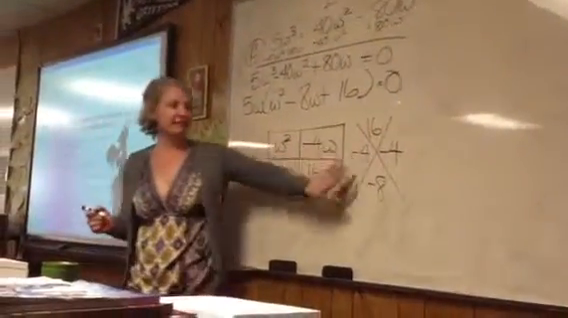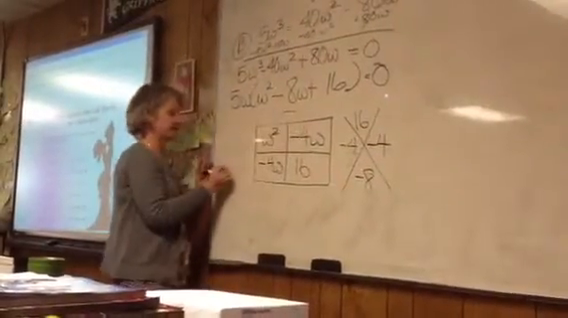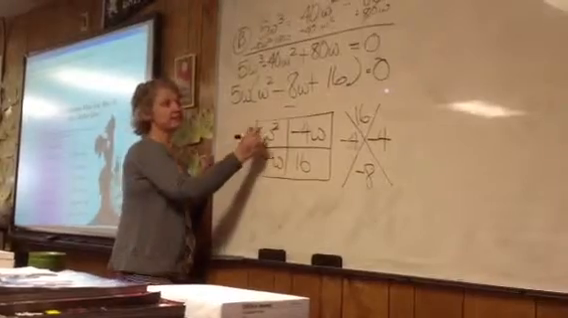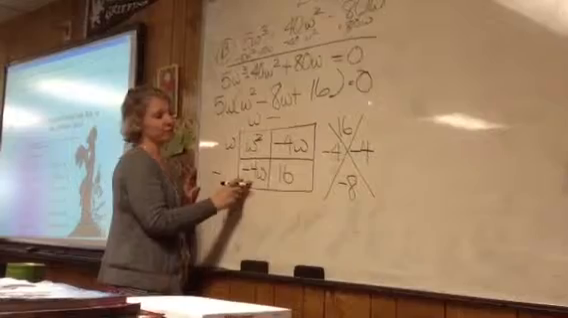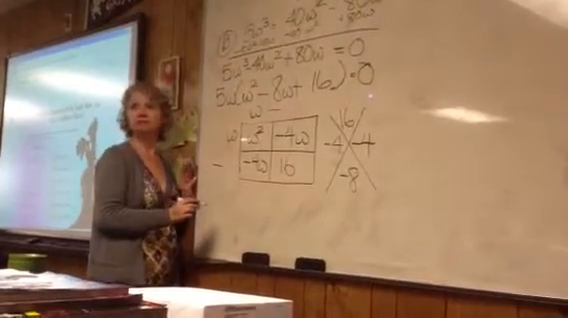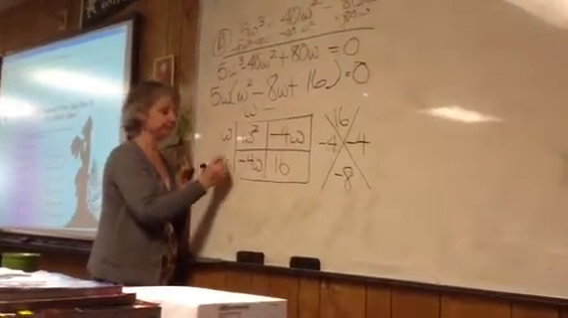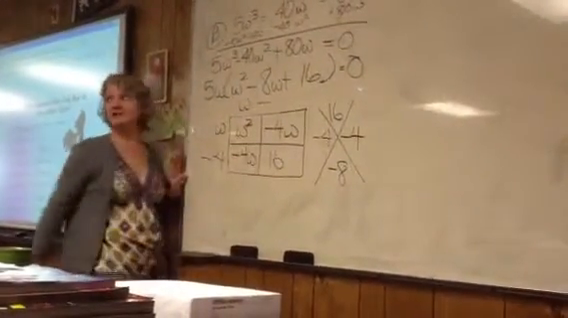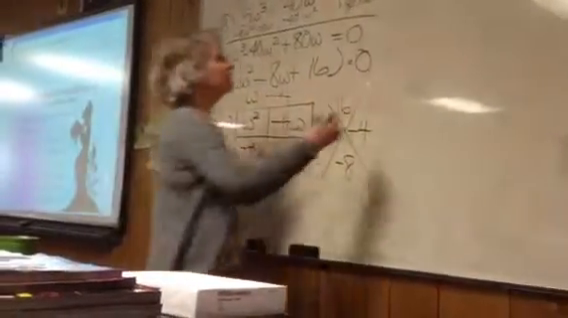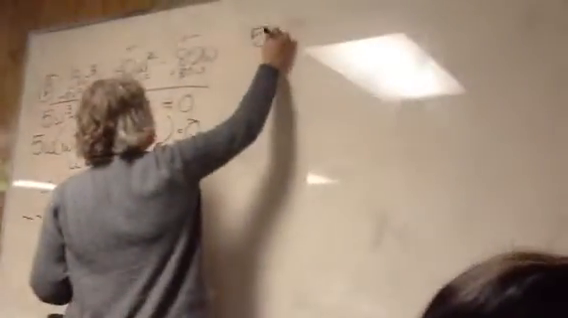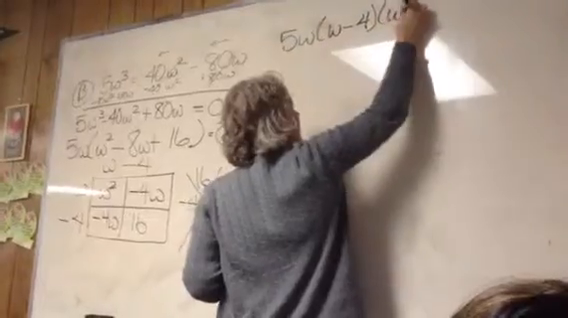So if we have 3 negatives, what do you know? They're going to be negative. This is going to be negative, and this is going to be negative. If this is W squared, obviously these two are going to be W's, right? So what do negative 4W and 16 have in common? 4. You have your factors. They're 5W, W minus 4, and W minus 4.